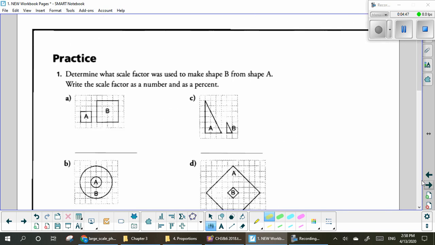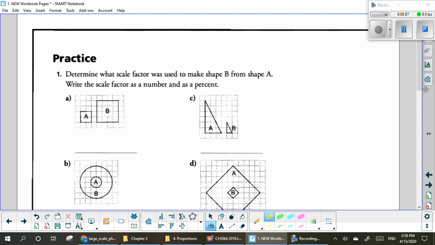Oh, there we go. So the first practice question, we're looking at scale factors. We have two shapes, A and B, and we're going to try and determine what happens between the two shapes. Does it enlarge? Does it reduce? That sort of stuff.